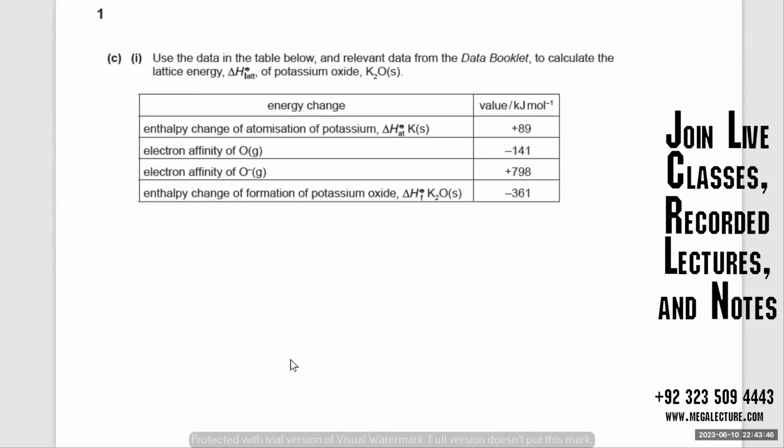So what they're saying is they've given us some data, and we use relevant data from the data booklet to calculate the lattice energy for potassium oxide. So we have to calculate the lattice energy of potassium oxide, right?